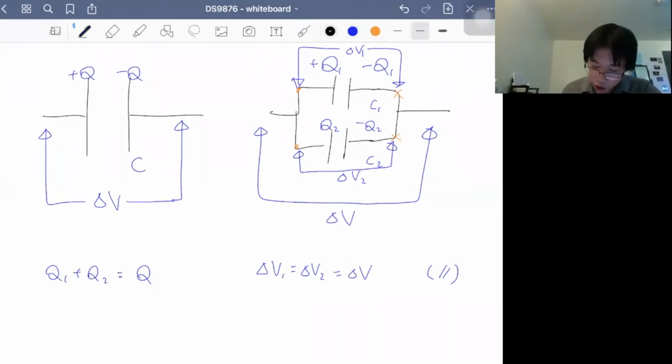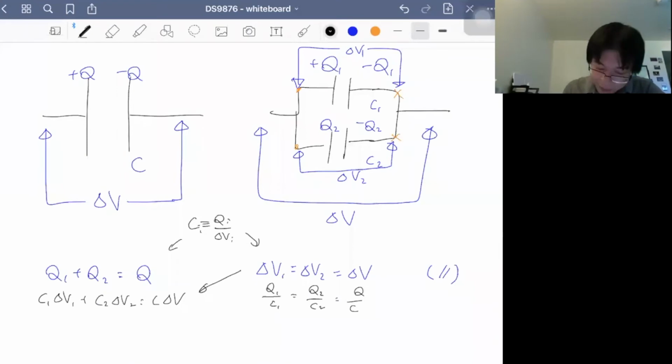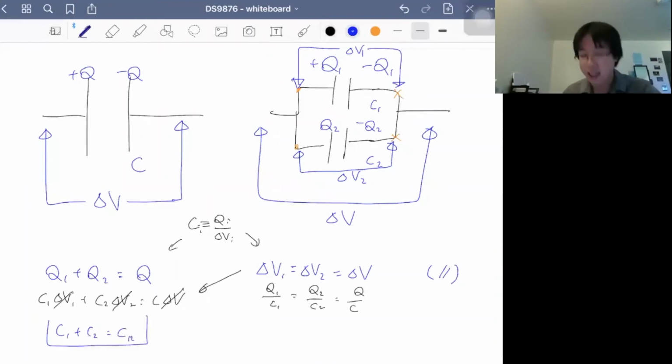Now, you also remember the definition of any capacitor is how much charge it holds. So let's apply the definition in here and see what we find. For example, on this side, I find Q1, C1, Q2, C2 equals Q over C. On this side, if I plug it in, I find C1 delta V1 plus C2 delta V2 equals C delta V. But since all the delta V are the same, this cancels out, which gives me C1 plus C2 equals C. So if I combine 1 and 2, you have this famous formula, and you've seen it many times in your homework for parallel cases. So this is a quick reminder.